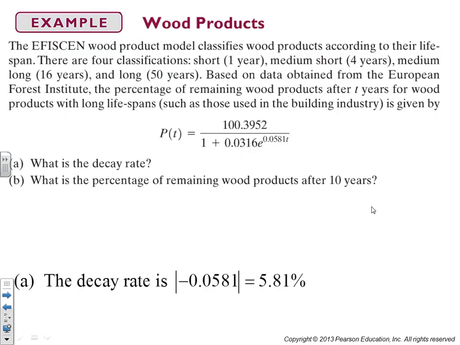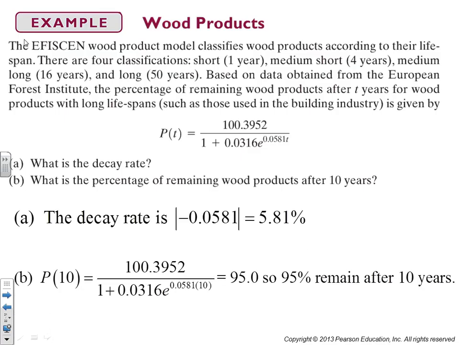Okay, let me see. The FSM wood product model classifies wood products according to their lifespan. There are 4 classifications: short, medium, long, and very long. Based on data obtained from the European Forest Institute, the percentage of remaining wood products after t years for wood products with long lifespans, such as those used in building industry, is given by this formula here. What is the decay rate? It is going to be 0.0581. Move the decimal over 2 places to get 5.81%.